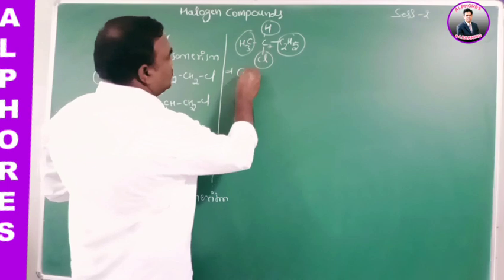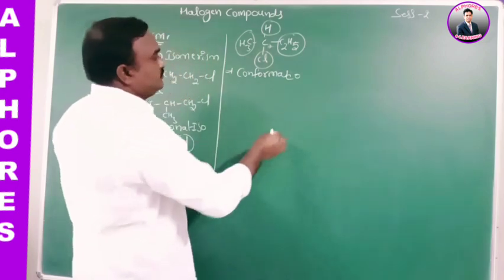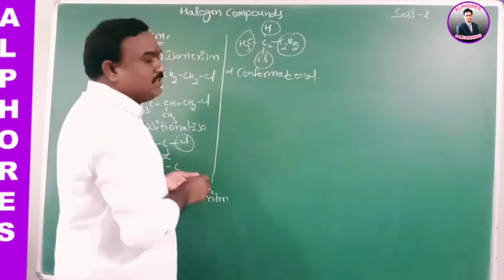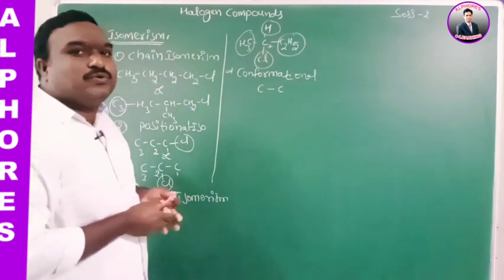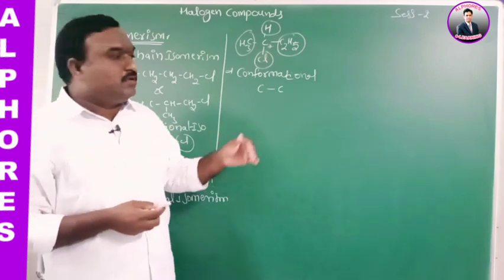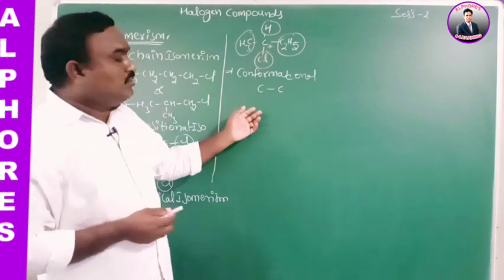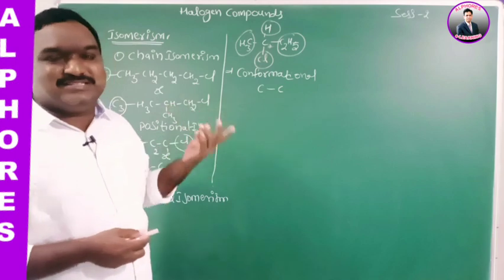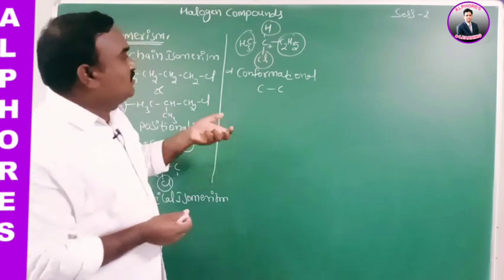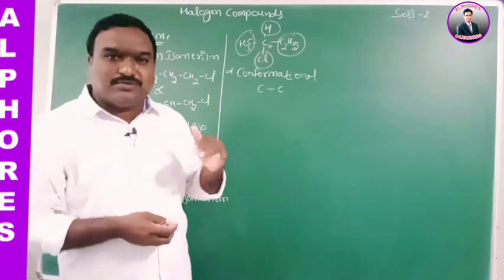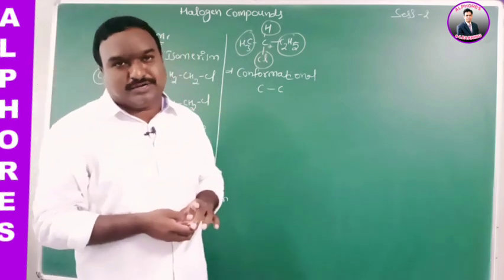Next, conformational isomerism. Conformational isomerism means, based on the carbon-carbon single bond rotation, we can explain conformational isomerism. End carbons having Cl or middle carbons having Cl, doesn't matter. We have to observe whether the compound is carrying a C-C single bond or not. With free rotation of the carbon-carbon single bond, we can get conformational isomers. That means based on the given structure, we can explain whether conformational isomers are possible or not.